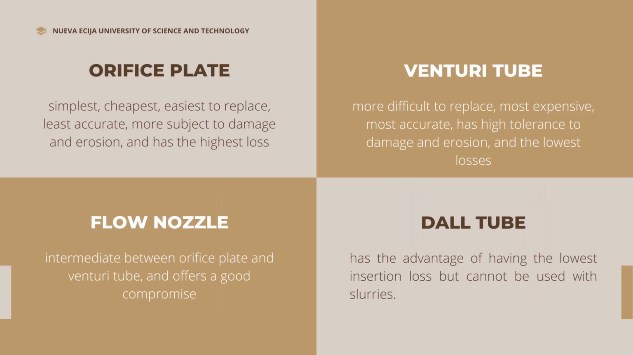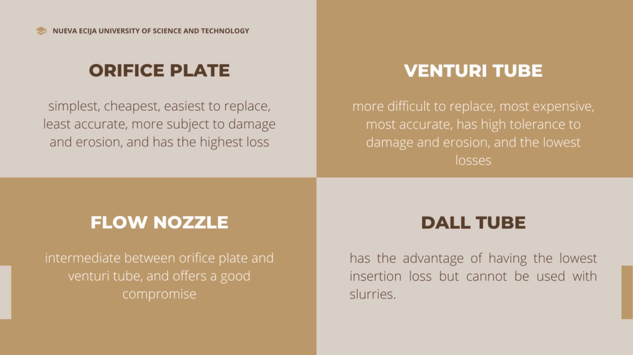Si orifice plate, siya yung pinaka-simple, pinaka-cheap, mas madaling palitan, pero least accurate nga lang siya. And mas madali siyang ma-damage or mag-erosion. And mas malaki yung loss nung pagfo-flow ng ating fluid. Si Venturi tube naman, mas mahirap i-replace kasi mas mahal siya pero accurate siya and mataas yung tolerance niya sa damage and erosion. Tapos yung daloy or yung flow is konti lang yung losses niya.